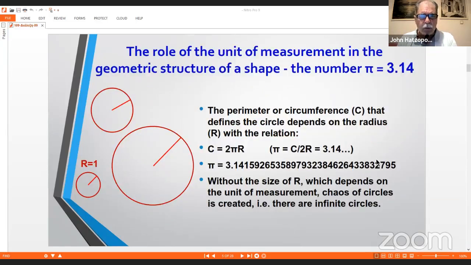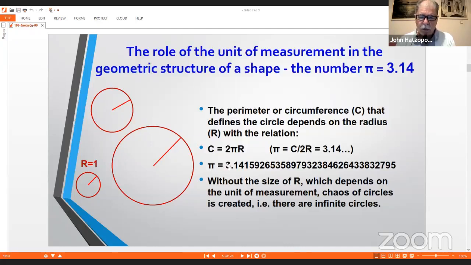We start today's lecture with the role of the unit of measurement in the geometric structure of a shape, and the number 3.14, the pi. With the pi, just 3.14, we can draw any circle, or I would say an infinite number of circles. They all follow this equation: the perimeter is equal to 2 times pi multiplied by the radius, or pi multiplied by the diameter. The pi is the ratio of the circumference over the diameter. The pi is an irrational number.